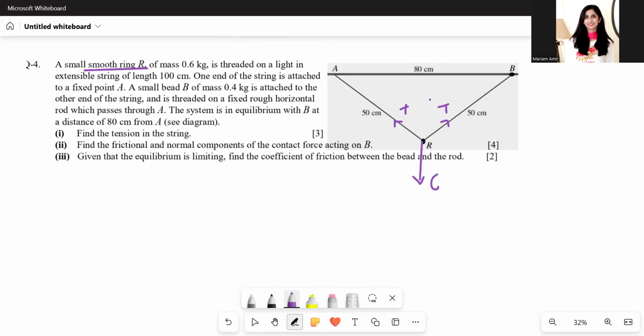So this would be a 6 Newton force in this direction. One end of the string is attached to fixed point A. A small bead B of mass 0.4 kg is attached to the other end of the string. Okay, now this weight is 4 newtons, and since there's a contact between the bead and the rod, here there will be a normal contact force, unlike on R. Okay, so there's going to be a normal contact force, which is represented by R.